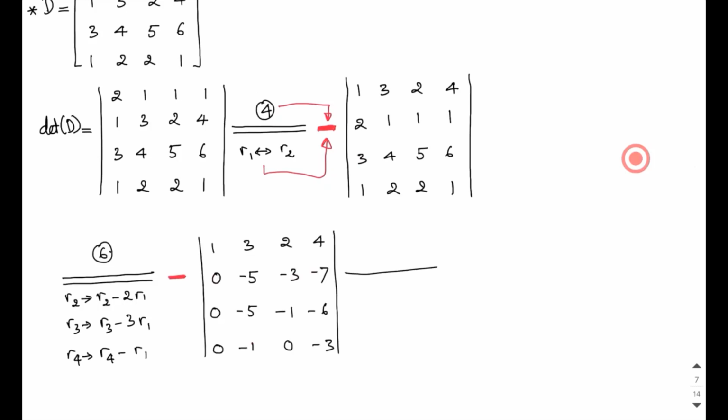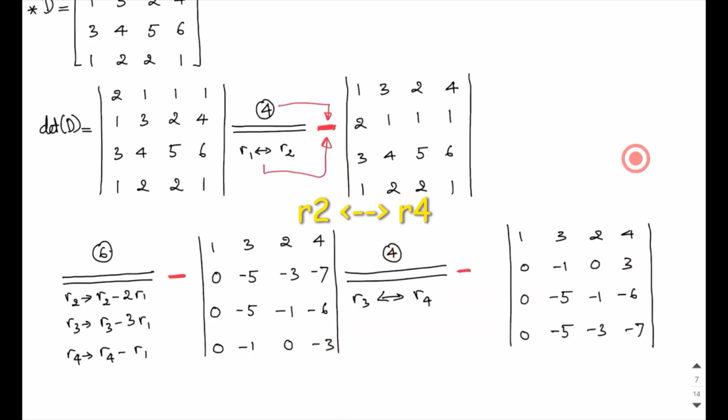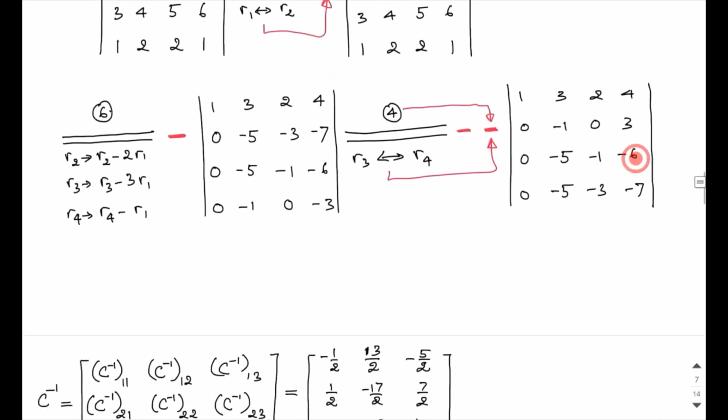So I'm going to use property number 4 again, and I'm going to switch row 3 and row 4. For property number 4, whenever you switch two rows, the sign is going to change one more time. So there's another negative sign that has to come out. Now next, we are going to use this negative 1 to zero out the negative 5s here.